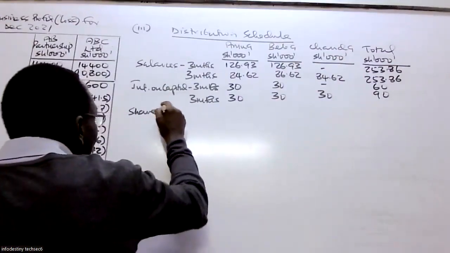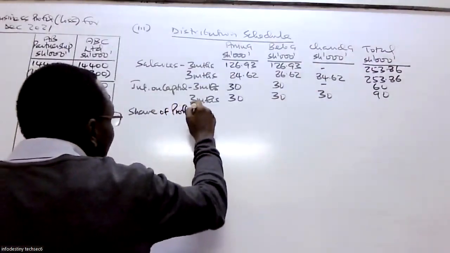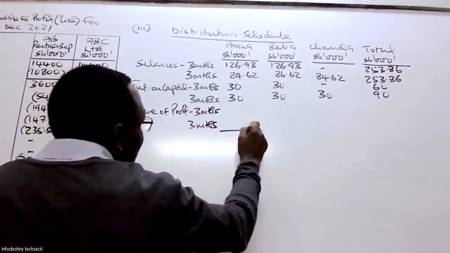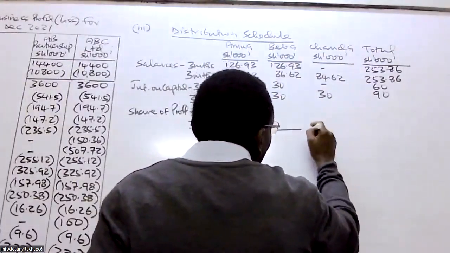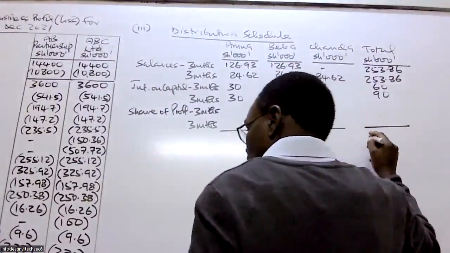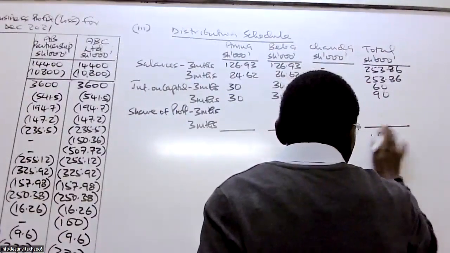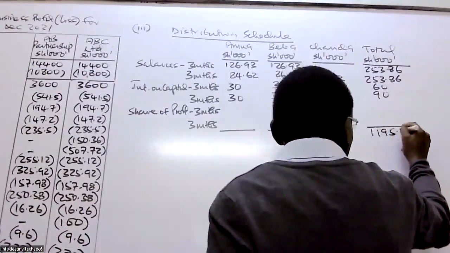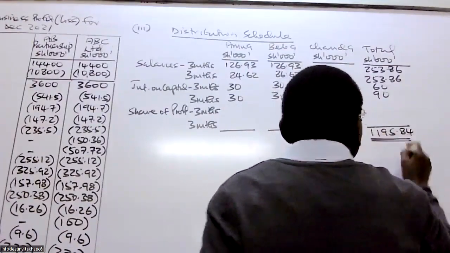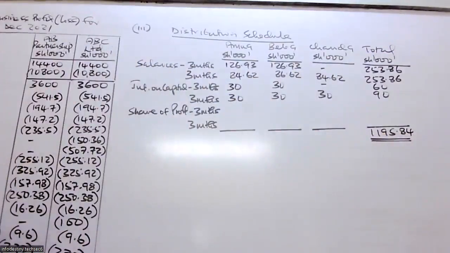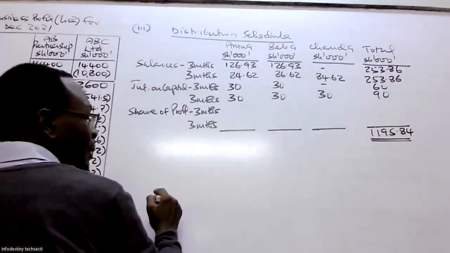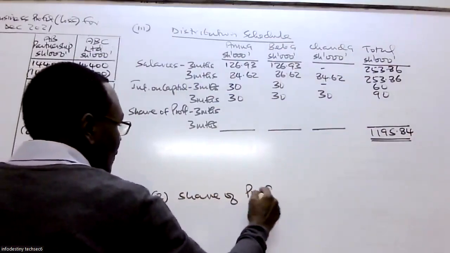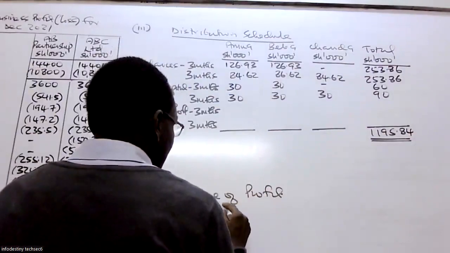So share of profit, again, you split the same 3 months. So this is 11.95. We might need some working note here, working two. It's a share of profit. So last 3 months.